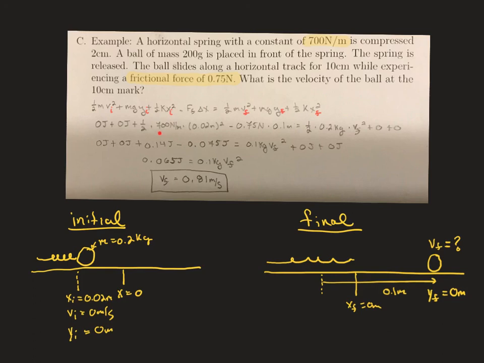So in essence, we've taken our initial spring potential energy, lost some energy due to work non-conservative, and that got turned into kinetic energy. So we can divide by the 0.1 on both sides, and then we can take the square root in order to get that the final velocity is 0.81 meters per second.